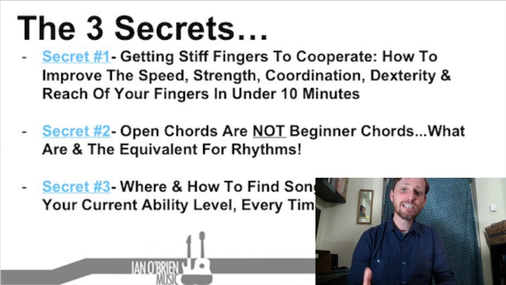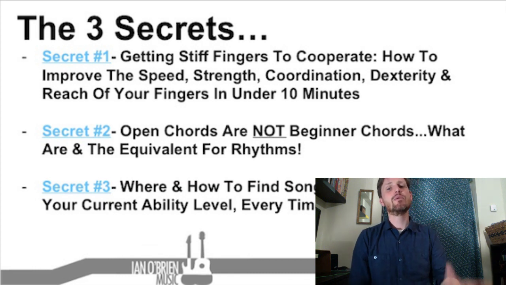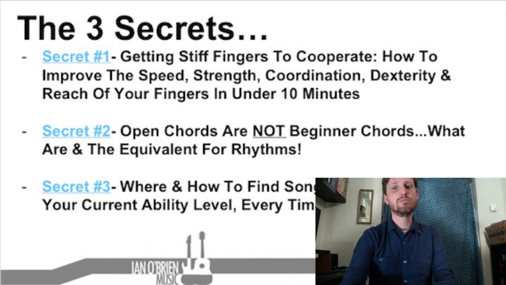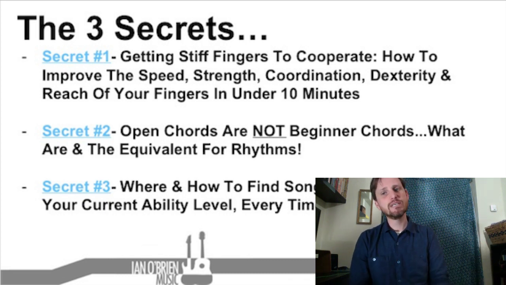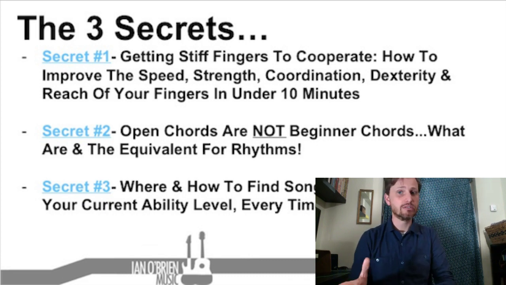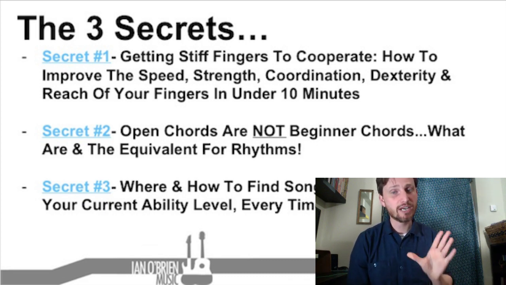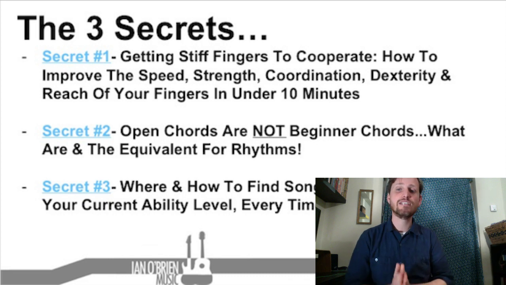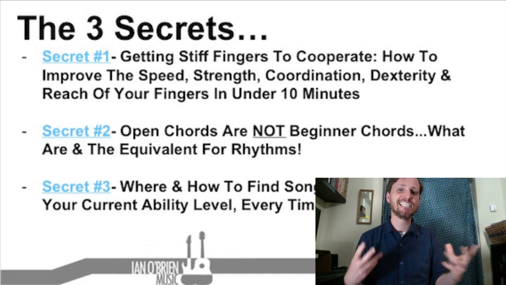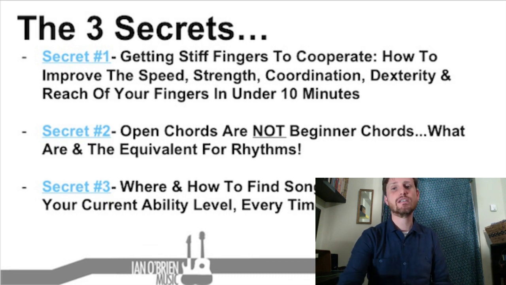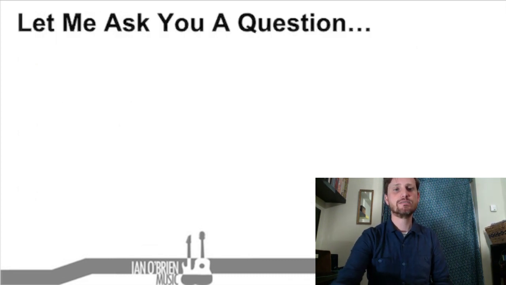So, to recap what we've been talking about, and we've been going for over an hour, we've covered 3 core secrets. To begin, I showed you how to get your fingers to cooperate, to improve the stretch, speed, and accuracy in under 10 minutes. Then I showed you how open chords aren't beginner chords, and what beginner chords and rhythms are and how to learn them. And I'll be giving you those 2 sheets very soon. And finally, with secret number 3, I showed you how to find the songs you love that are right for your ability level by viewing their building blocks first and seeing which chords and rhythms they use before you jump in and learn them.